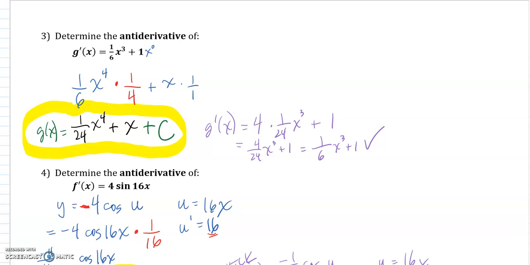Now, what I would recommend you do is check your work. Take the derivative of the result you found and see if it turns into the original, or the derivative that you're given. So what I did is take 4 times 1/24, x drops the exponent by 1 to the third, and 4 over 24 makes 1/6. And I have plus 1 from the derivative of x. So what I end up with is 1/6 x to the third plus 1, which is what we started with.